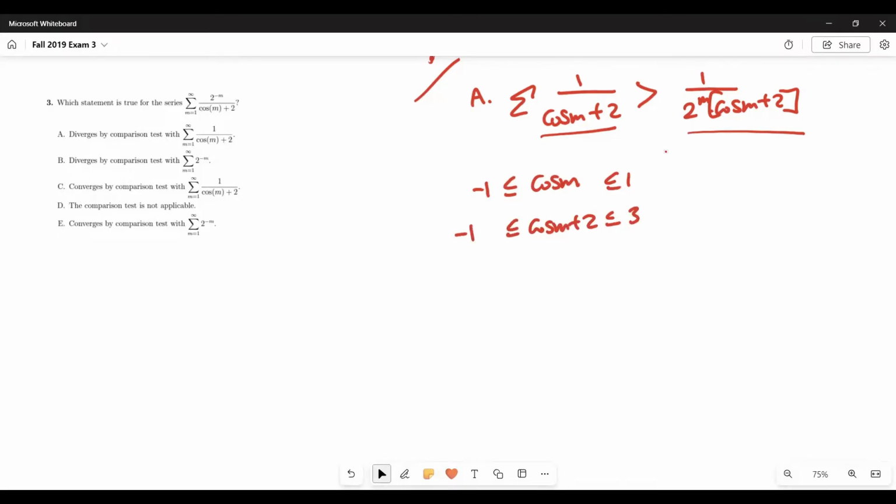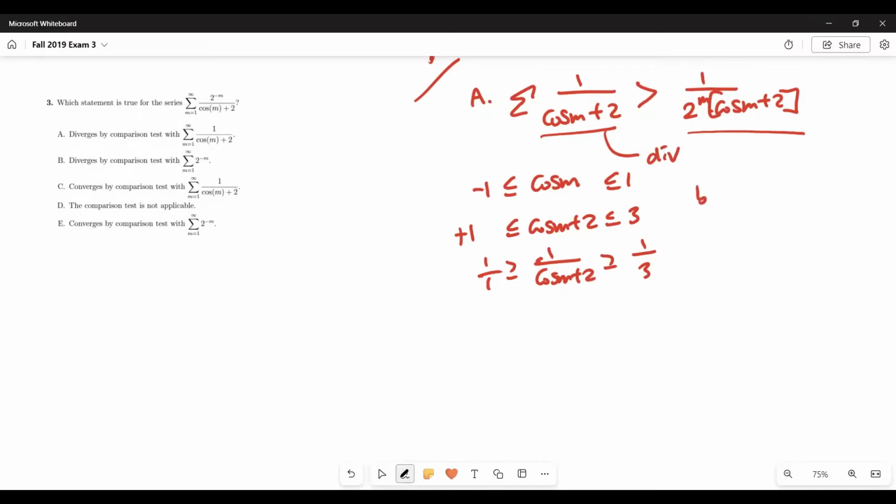So this will eventually just be bounded between, oh sorry, it's not negative 1, plus 1. So this will be bounded by 1 over 1, 1 over cosine m plus 2, 1 over 3, and 1 over 3, and this sign will be fixed like this. So it's bounded from 1 over 3 to 1, so this is not actually converging, right? So this will be diverging, right?